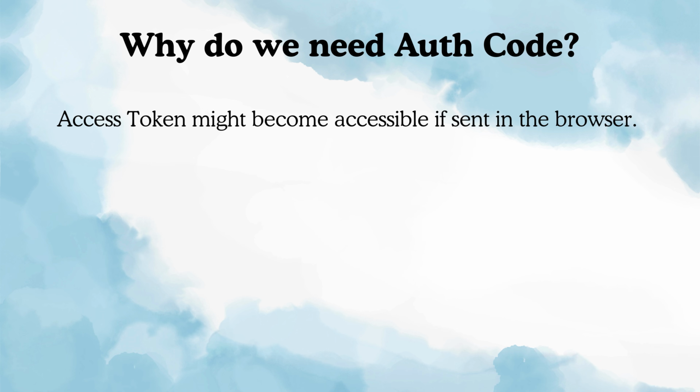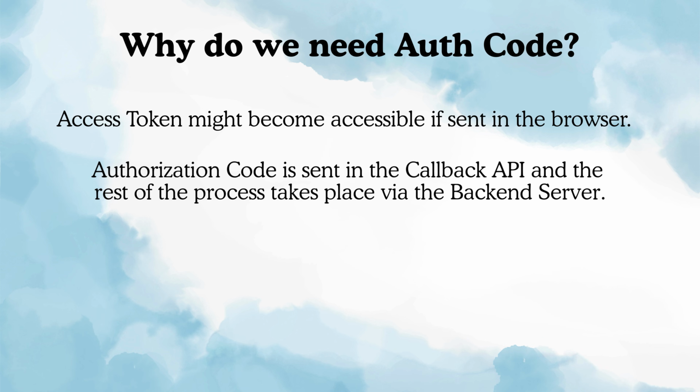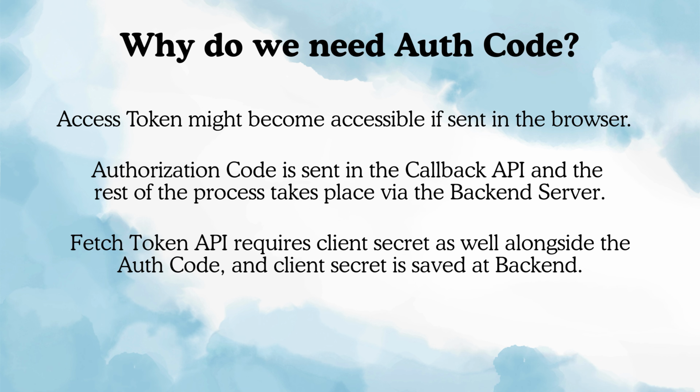That is why the process is written this way: first a code is sent in the callback API, then the rest of the process is done at the backend level, so that it is safe. Now you might argue that someone might steal the authorization code, hit Google's API and fetch the access token, right? But the point is, in the fetch token API, they also need a client secret. And that secret is always saved at the backend only. That is why no one can steal the access token even if they get the authorization code.